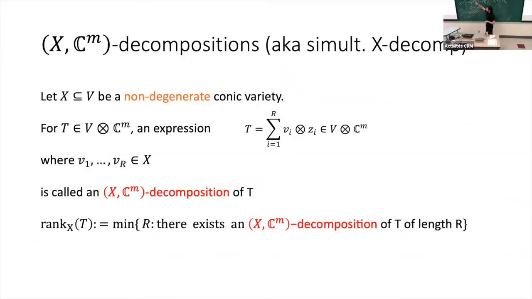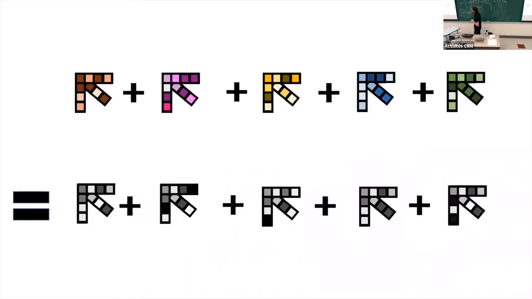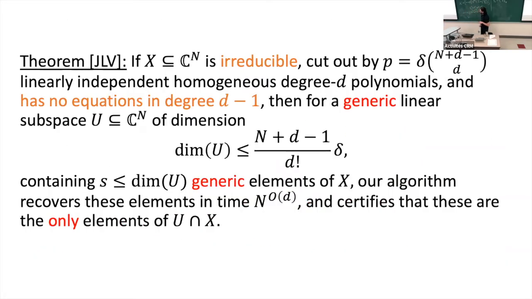There are similar notions of decompositions for arbitrary varieties. I call them X-decompositions, where the v_i are chosen from X. I'm basically just setting up a decomposition problem where I get this equivalence between finding elements of a variety intersected with a subspace. So these are decompositions where the v_i are chosen from X and the z_i are chosen from C^n. We have a similar notion of uniqueness, and we get the same kind of theorem as before: if you pick generic elements from the variety, you can recover them.